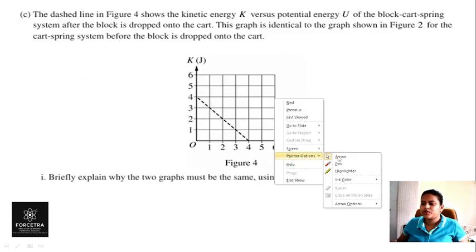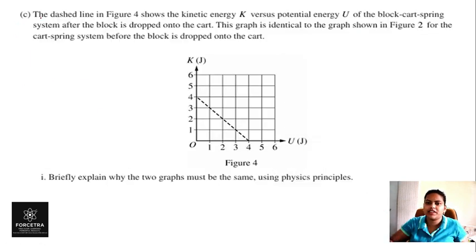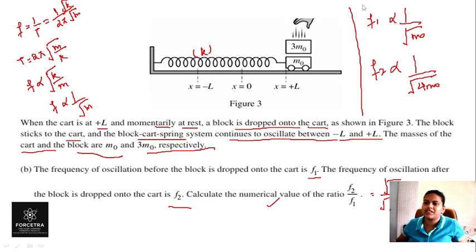Now let's come to the other part, which says a dashed line in figure 4 shows kinetic energy K versus potential energy of the block, cart, spring system. The block is dropped onto the cart. This graph is identical to the graph shown in figure 2. Briefly explain why the two graphs must be the same using a physics principle. So this graph is made for this second case.